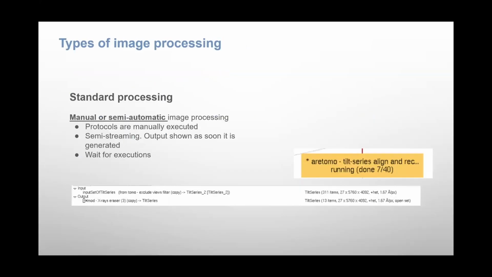Okay, so this is how we can process. There are two different ways of carrying out image processing in Scipion. One is the standard processing, in which I have a workflow and a dataset, and I execute step by step the algorithms behind. For instance, I have movies. The first step is the movie alignment. The next step is CTF estimation. Once I carry out the motion correction, I can carry out the CTF estimation.